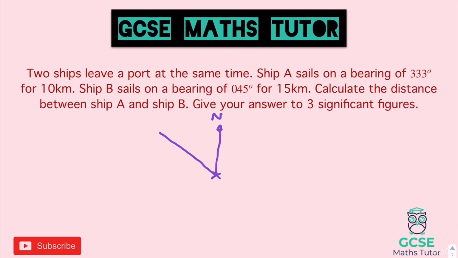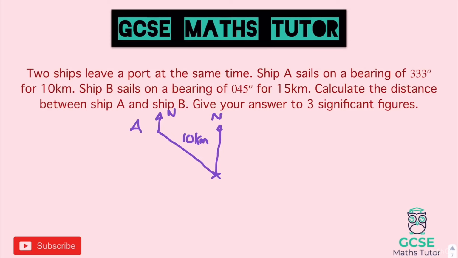See if we can get rid of that bit, there we go. So that's 333 degrees there, and that is ship A. So we'll call this ship A, and again you can draw a little north line in as well. Whether we need it or not for this question, I'm not sure, but we'll have a look. And that is a 10-kilometre distance there.